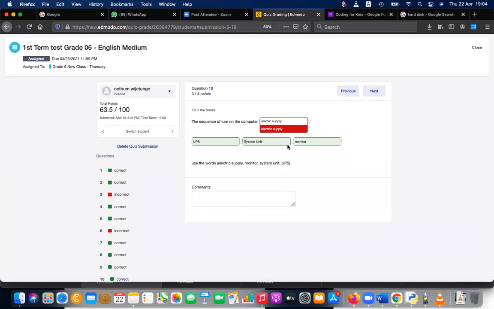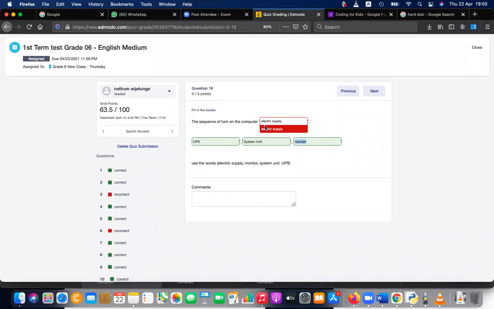And the sequence of turning on the computer. You have the correct answer, but one letter is missing, the I in electric supply is not there. That's the issue. Otherwise, the sequence is okay. Electric supply, then the UPS, then the system unit, and finally the monitor. How to turn off the computer? What are the steps? First, close all the running programs and refresh the computer. Then press shutdown.